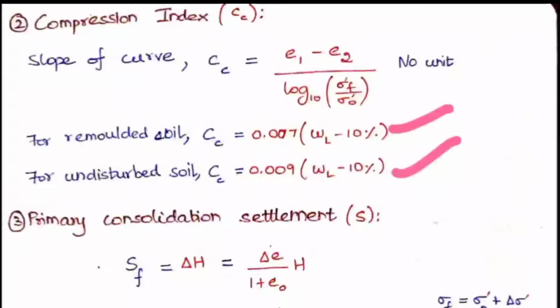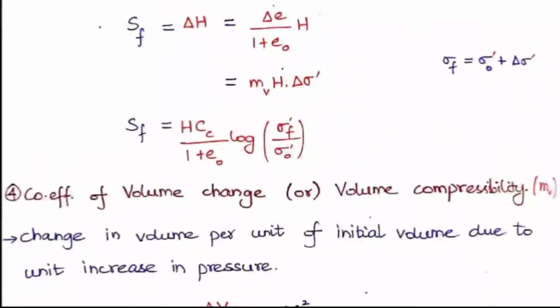The next term is the consolidation settlement, that is the primary consolidation settlement. Here S_f is denoted as settlement, which will be equal to del H. It is equal to del e by 1 plus e naught into H, where e naught is the initial void ratio and del e is the difference between the initial and final void ratio. The term m_v is used here, which we will see in the next formula: m_v into H into del sigma dash. This is a continuation of the next formula. It is also denoted as H Cc by 1 plus e naught log of sigma dash_f by sigma dash_0.